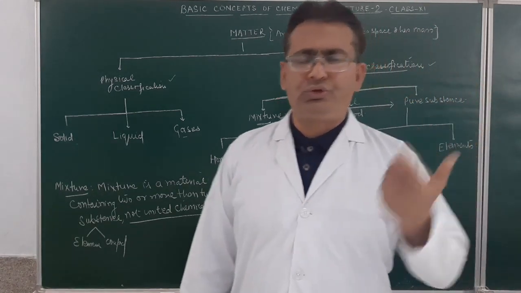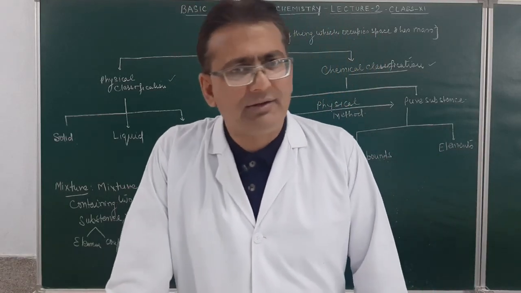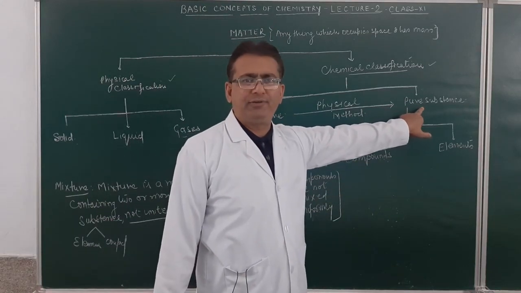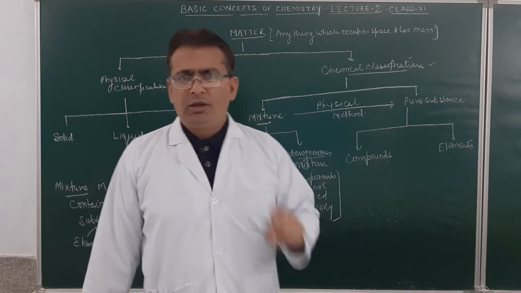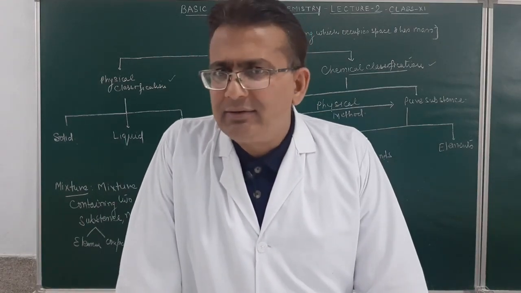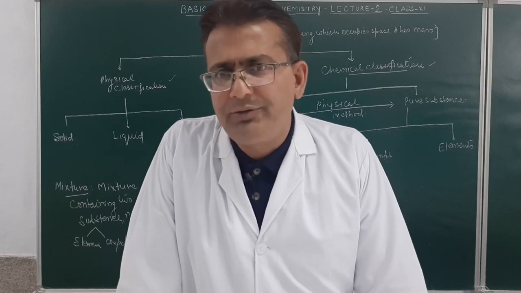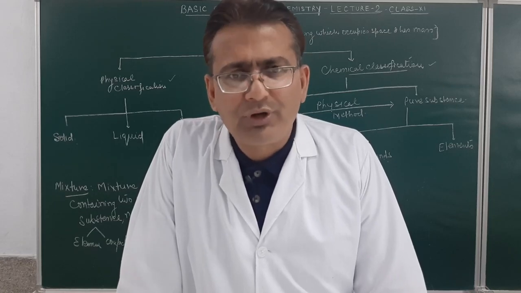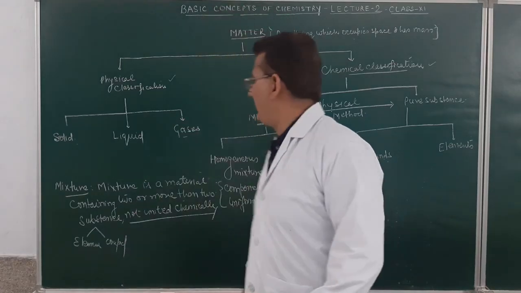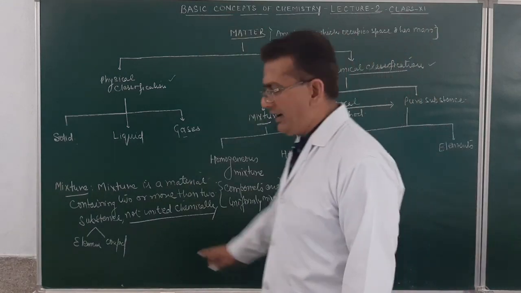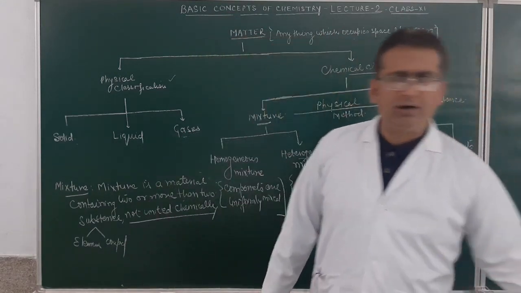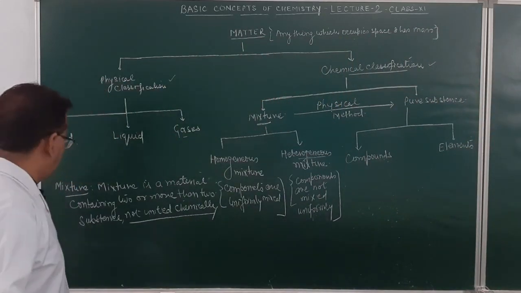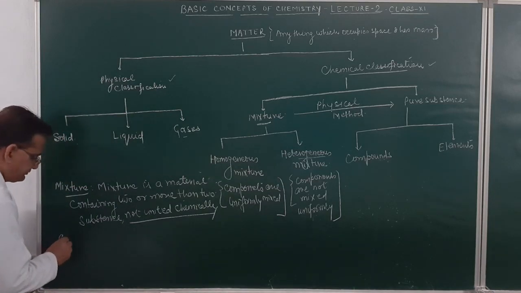Can you define compound? You have done it in class 8. Compound is a pure substance. It is a classification of a pure substance that contains two or more than two elements united chemically. United chemically means in a definite proportion by mass. So how do we define compound? Compound is a pure substance consisting of two or more than two elements united chemically. Is it clear? So what are compounds?